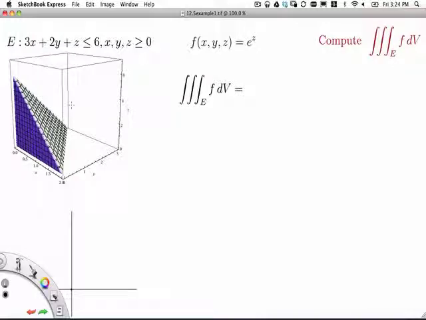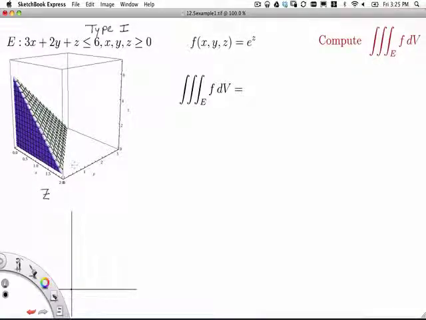And then our region E is a type 1 region. Now, in fact, it's also a type 2 region and a type 3 region. But we're going to consider it in this example as a type 1 region, which means that I can solve for z essentially in the bounds, which means I can find an upper bound surface and a lower bound surface for z. Now, what are those?